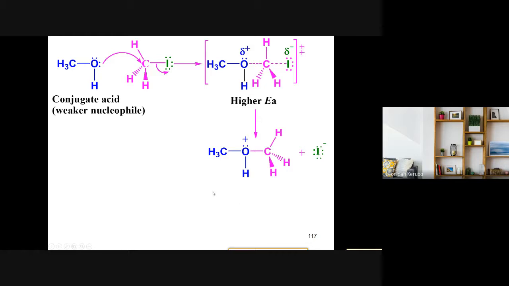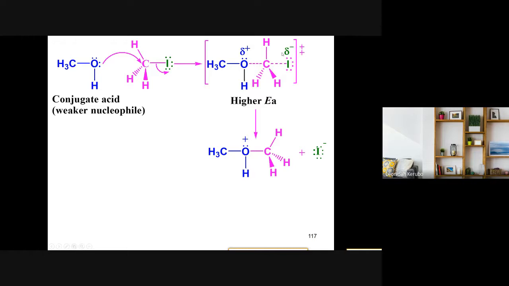But when the conjugate acid is used, which is the weaker nucleophile, what happens, of course, is a lone pair of electrons is used to form a new bond with this electrophilic carbon. Then we have a transition state, but the activation energy in the transition state here is higher because this is more unstable as compared to when the conjugate base is used to form a new bond to the electrophilic carbon. And you can see here clearly, when you have the transition state, oxygen has a partial positive charge, so it's not able to stabilize the partial positive charge on this electrophilic carbon atom.